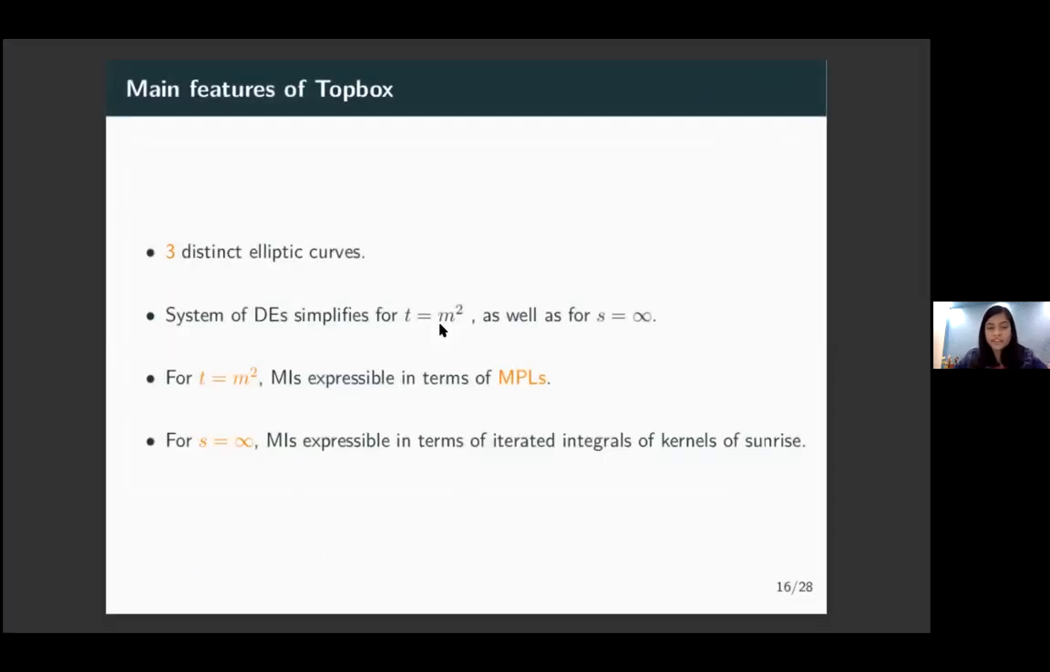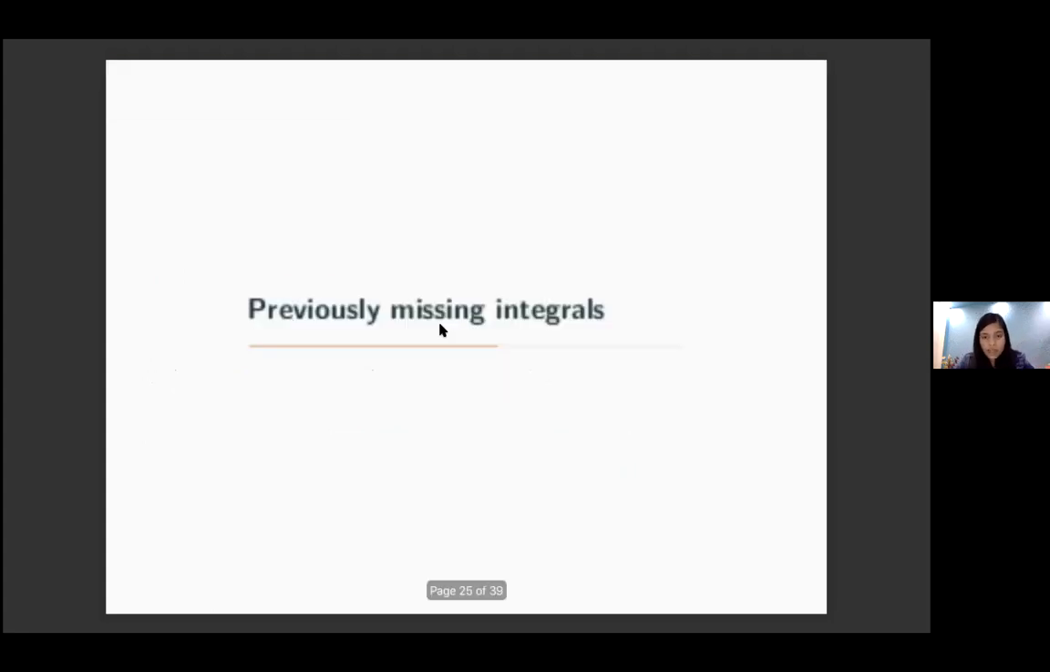Okay, so the main features of Topbox were that there were three distinct elliptic curves. The system of the differential equation simplified for two points. One was t equals m squared, and the second was s equals infinity. For t equals m squared, they were expressible in terms of multiple polylogarithms, and for s equals infinity, they were actually expressible in terms of iterated integrals of kernels of sunrise, because all the curves actually became one curve.